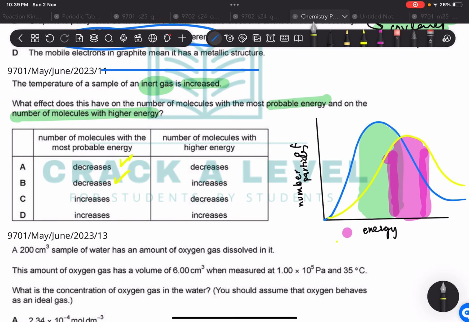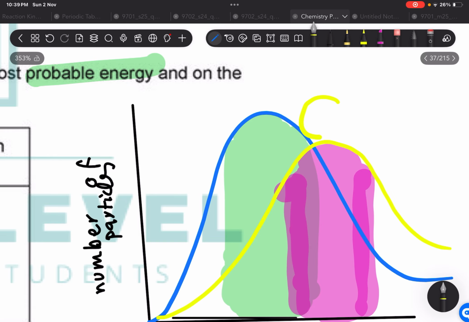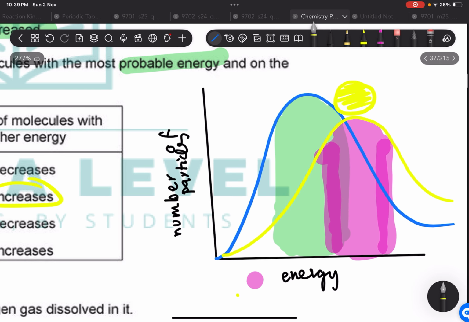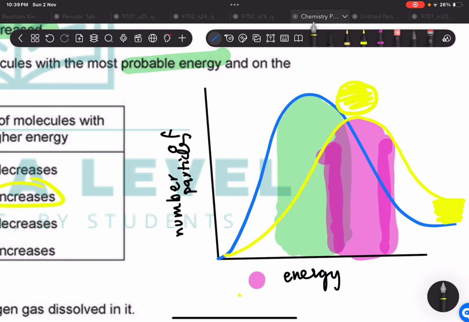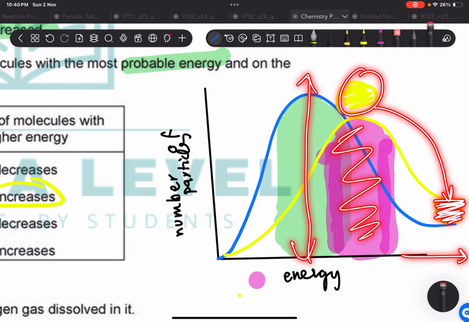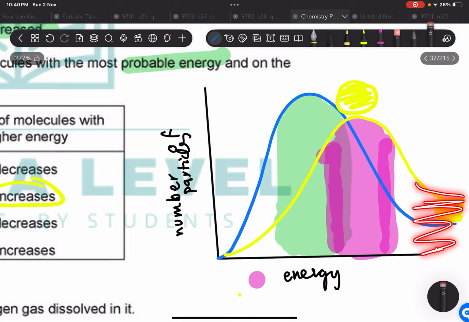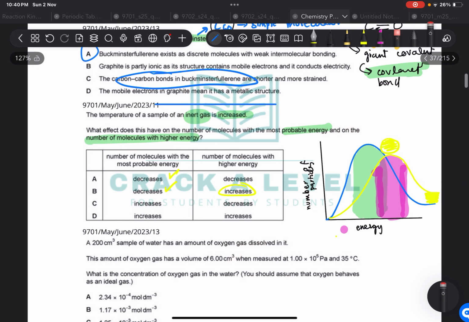And the number of molecules with higher energy is going to increase, because this top part just moved here. So now on the energy axis, there are more molecules with higher energy, but the number of molecules with the most probable energy came down, and the number of molecules with higher energy increased. Because over here now there are more molecules, but here there are less. So the graph became like this. I wish you guys could get this.